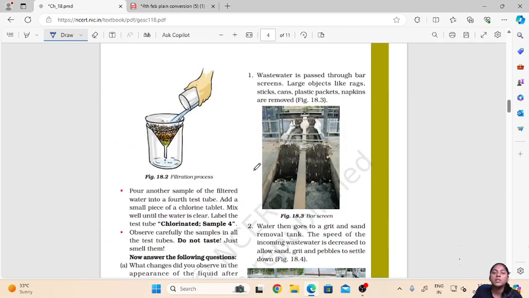So the first step in the wastewater treatment is the water is passed through a bar screen. Now the contaminated water will contain various large objects such as plastic bags, napkins, sticks, rags, cans, etc. Now all these large objects are removed when the water is passed through this bar screen. As you can see here in this image, there are various bars present here which will stop or block the large objects and only water will pass through the screen.